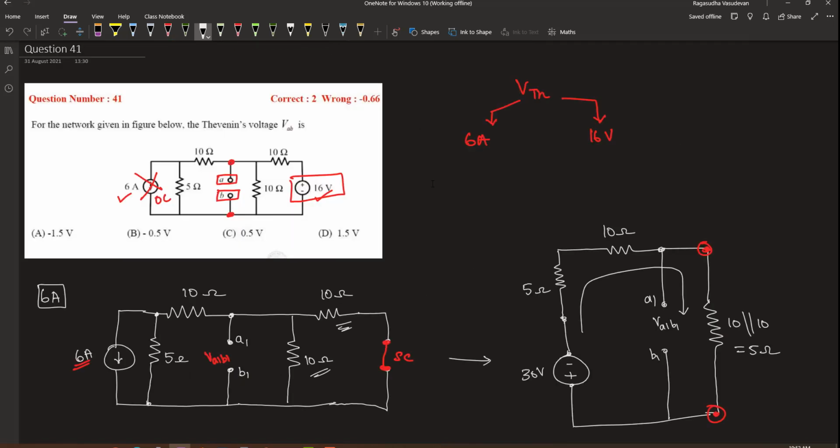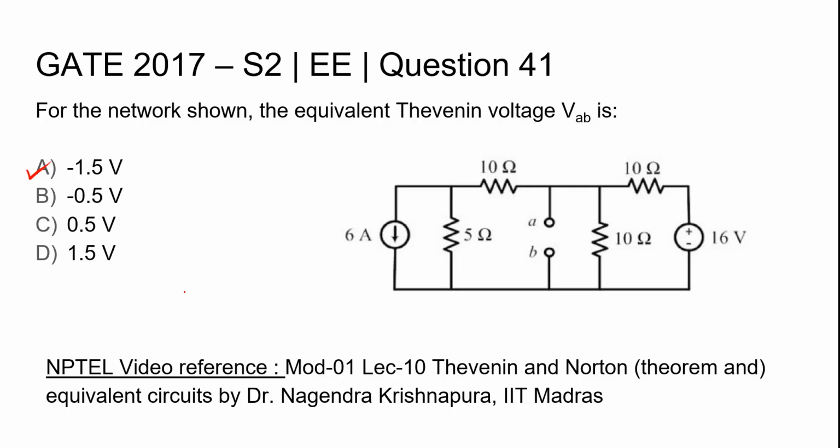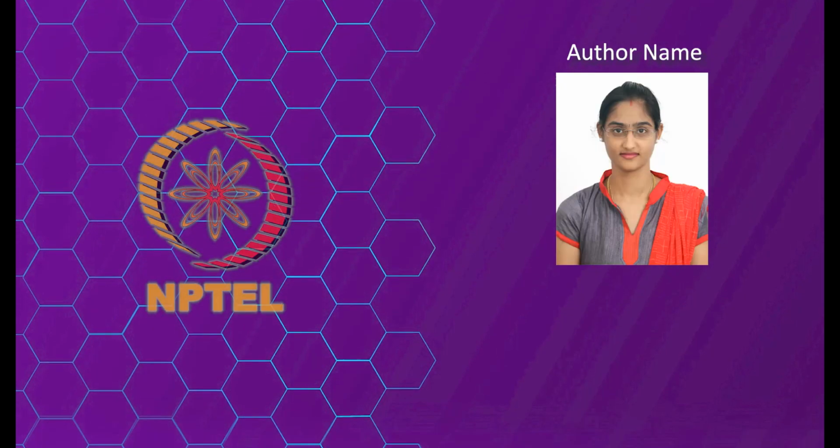Now the Thevenin voltage contributed by the 6 ampere source was calculated as minus 7.5 volt, and the voltage due to the 16 volt source is 6 volt. Therefore, the Thevenin voltage will be minus 7.5 plus 6, which is equal to minus 1.5 volt. So the answer is option A, minus 1.5 volt. Thank you.